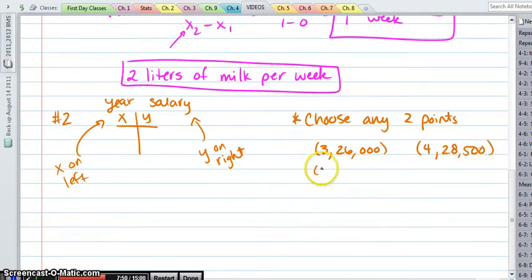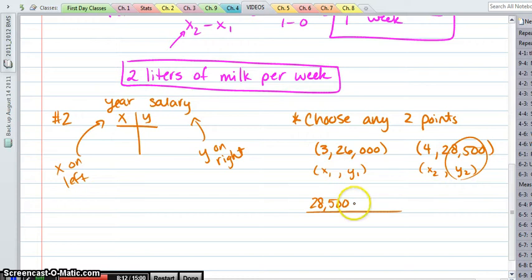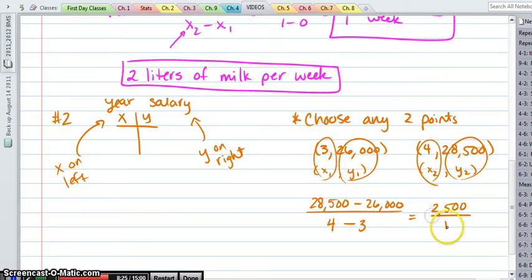and maybe the second point is 4, 28,500. So I'll label the first one x1, y1, and my second point x2, y2, and let me go ahead and subtract my y values on top and my x values on bottom. Again, just make sure that you're being consistent and that you stick with the same point starting each time. So 28,500, that's my y2, minus my y1, 26,000, all over, let me start with x2 again, 4 minus 3. This works out well. We get 2,500 over 1.